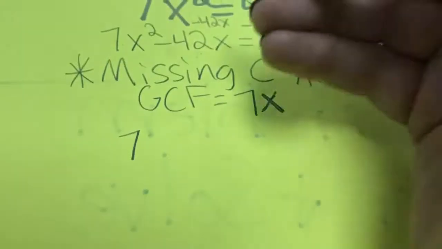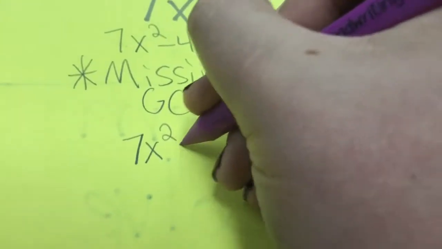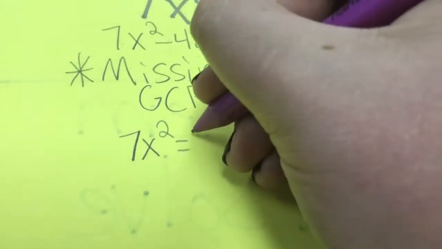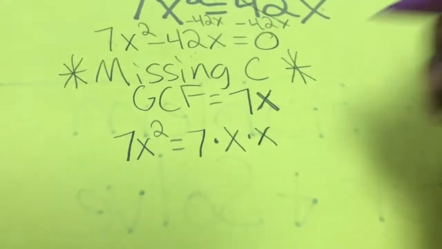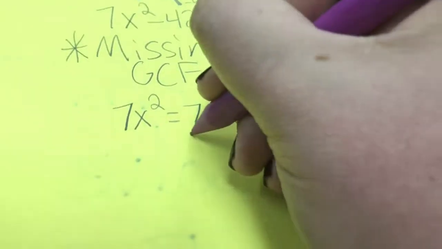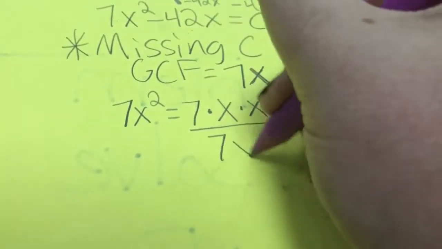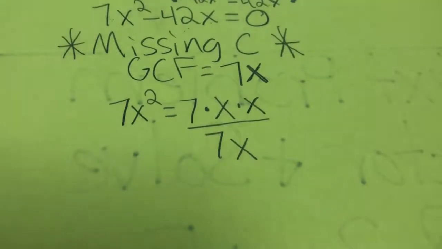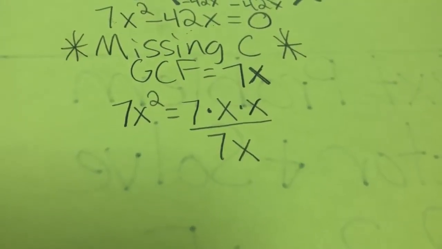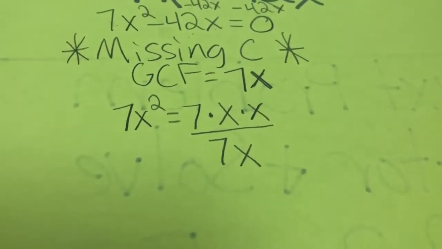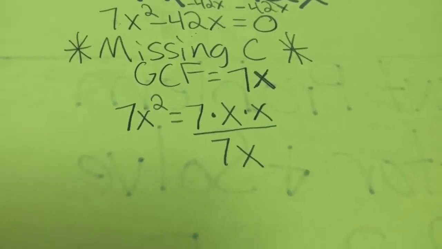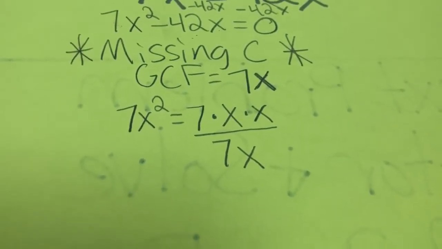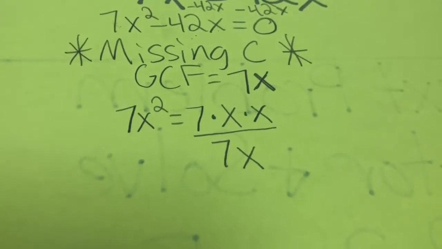So from our original problem, I have a 7x squared. I'm going to change that, expanding it by 7 times x times x, and I'm going to divide it by my greatest common factor. No, you do not need to write out all of these extra steps. I am simply making sure you can see all of my steps and all of my thought process to see if you're thinking and doing it correctly as well.